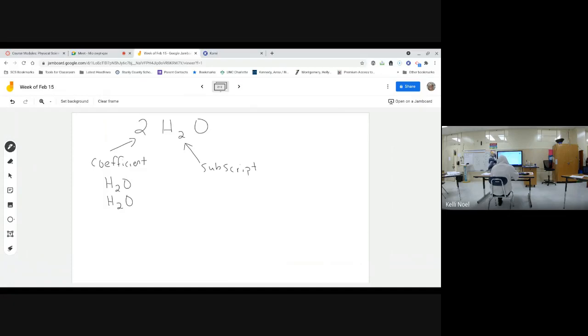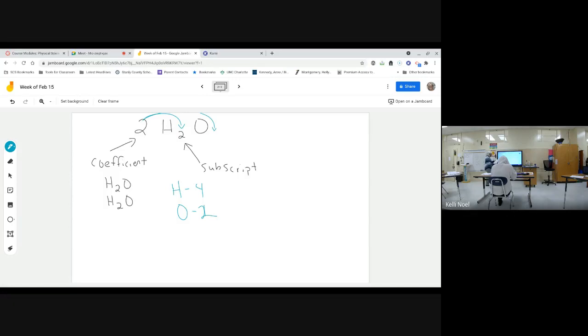So to count these atoms, you could write it out like this if you wanted, or you would use the distributive property like in math, and you would say 2 times 2 is 4, so there are 4 H's. 2 times, if there's no number there, it means a 1. 2 times 1 is 2. So in this scenario, we have a total of 4 hydrogen atoms and 2 oxygen atoms. I wrote it out: 1, 2, 3, 4, 4 hydrogens; 1, 2, 2 oxygens. So that's what we're doing.